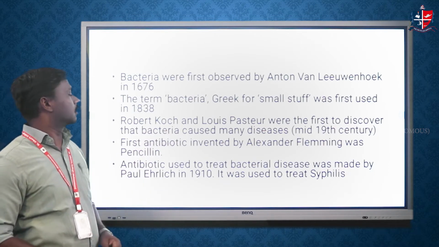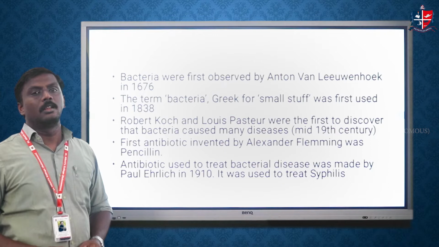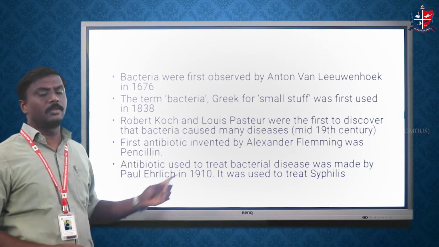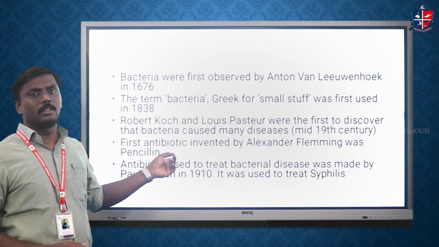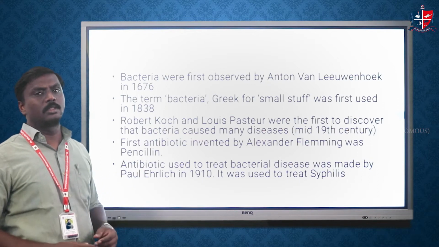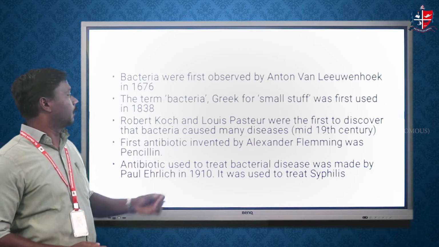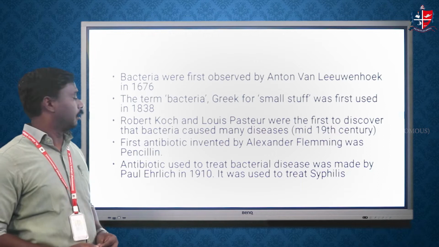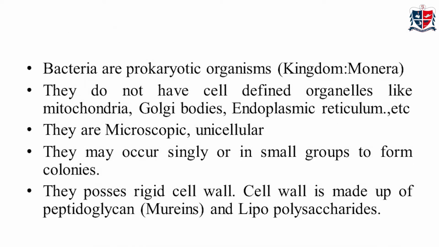Robert Koch and Louis Pasteur were the first to discover that bacteria cause many diseases. In the last tutorial, we discussed the contribution of Robert Koch and Louis Pasteur in bacteriology, and they were the pioneers who showed that various diseases are associated with bacteria. The first antibiotic, discovered by Alexander Fleming, was penicillin. An antibiotic used to treat bacterial disease was made by Paul Ehrlich in 1910, and it was used to treat syphilis. Now, coming to the general characteristics of bacteria.